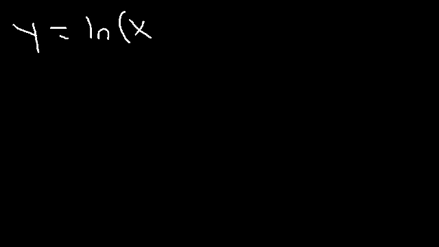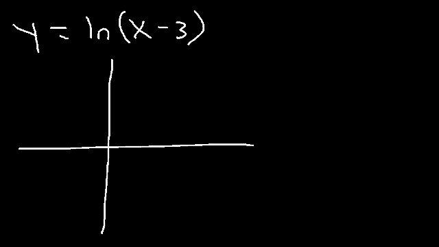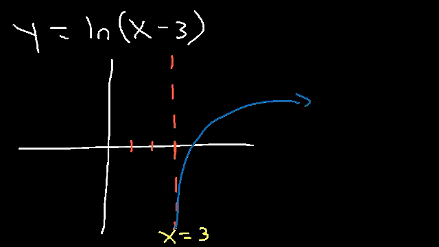Now let's try a natural log function. If you recall, ln x has a vertical asymptote at x equals 0. But now it's been shifted 3 units to the right. So the new vertical asymptote is at x equals 3. And then the shape is going to be the same. It's going to increase at a decreasing rate.